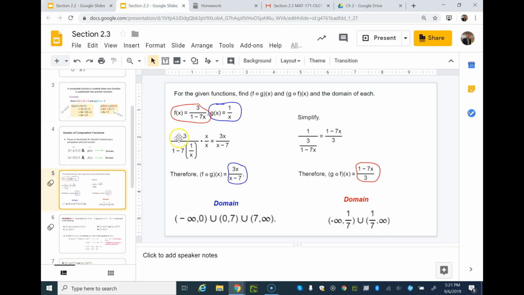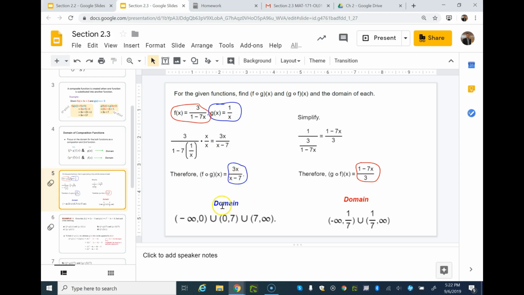So now let's move towards the composite. Given these functions f and g, find the composite of f of g and g of f, and find the domain of each. After we find the composite, I'll plug g inside of f. This is what I did here. This is 1 over x. Then I simplify it, and I get that the composite of f of g is 3x over x minus 7.